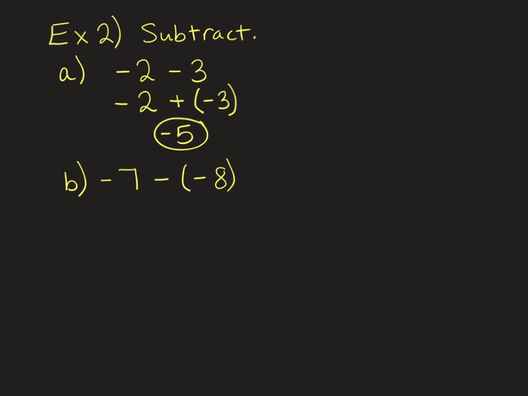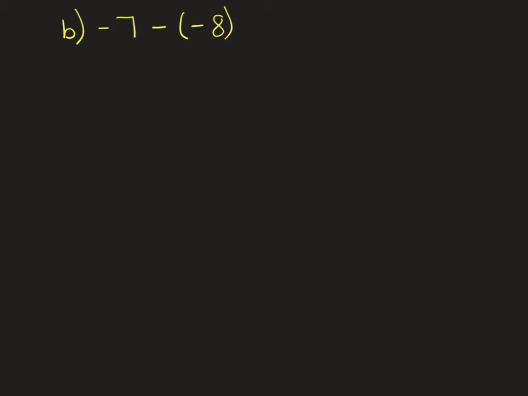Part B, we have -7 minus -8. So since it's a subtraction problem, we are going to write our -7. We're going to change subtracting to adding. We add the opposite. The opposite of -8 is positive 8.